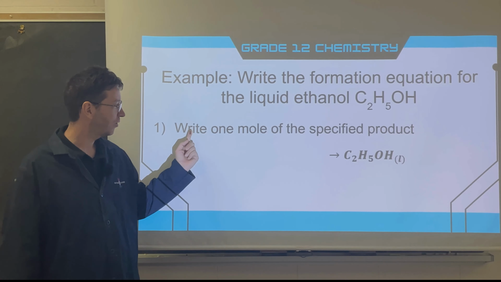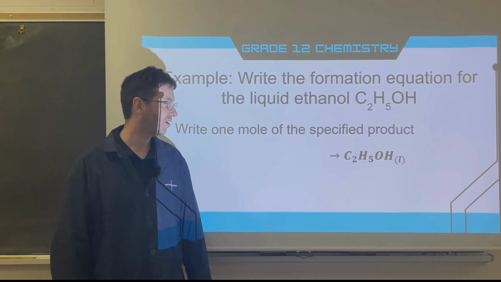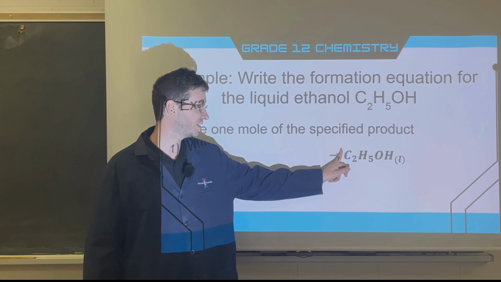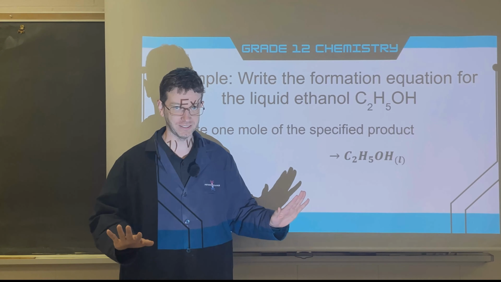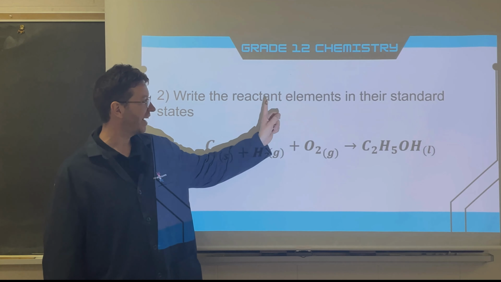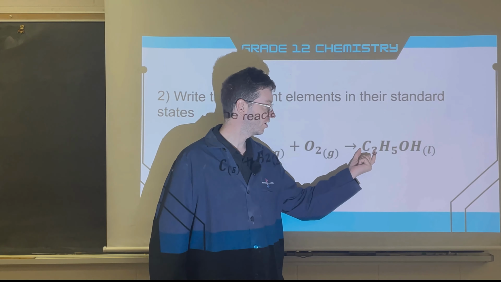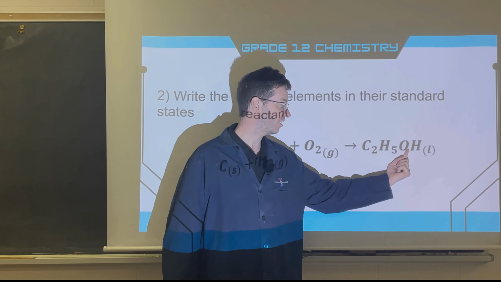So step 1, write 1 mole of ethanol in our product. So we've got our arrow, there's ethanol. Coefficient 1, that's all we need. Step 2 is write the reactant elements in their standard state. So what do I mean by this? Well, we've got carbon, hydrogen, and oxygen.